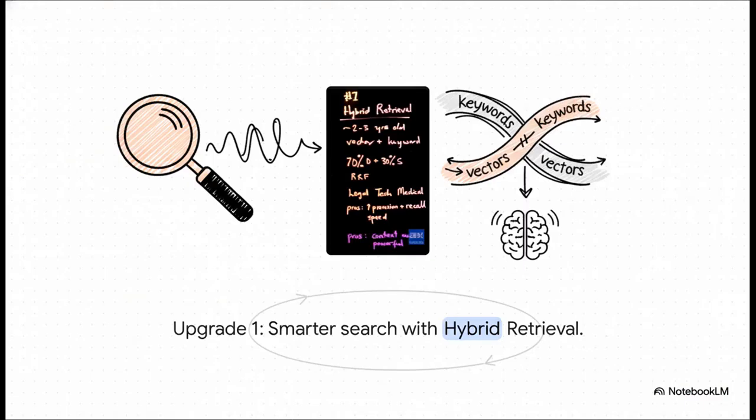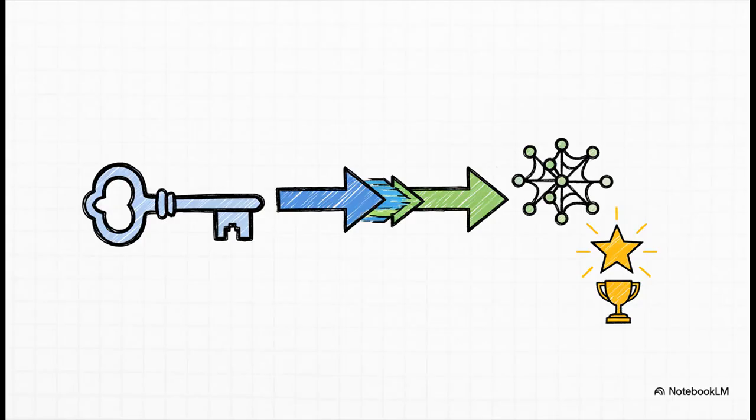Upgrade number 1 is all about that very first step, finding the information. We've got to get smarter about how we search, and this is where we bring in something called hybrid retrieval. The magic here is that this approach gives you the best of both worlds. It uses old-school keyword search, which is perfect for finding specific names or product codes, and it combines it with modern semantic search, which is smart enough to understand the actual meaning and intent behind your question. When you put them together, you find way more relevant stuff.